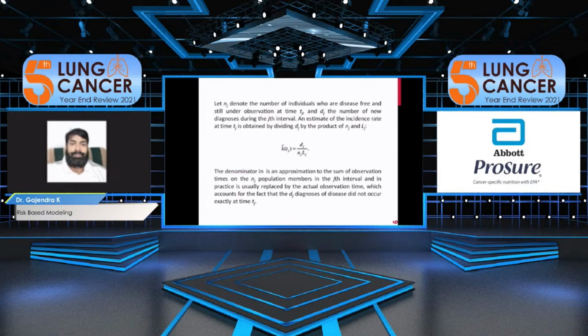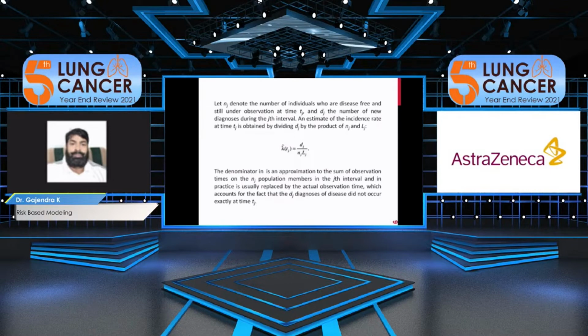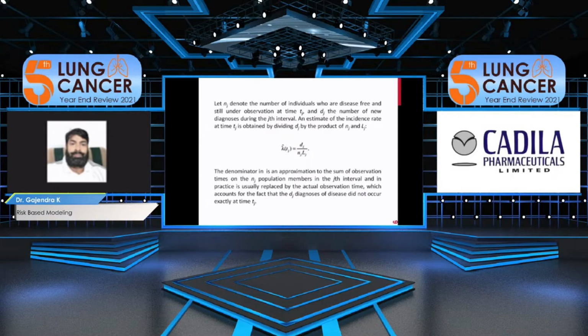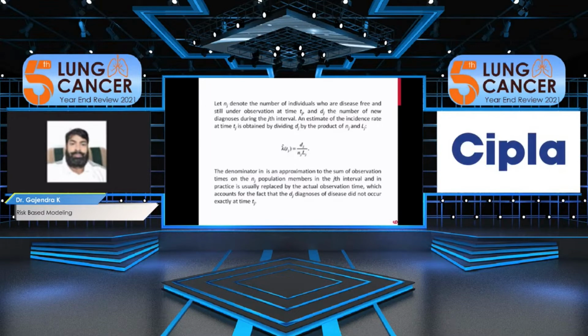The denominator is an approximation of the sum of observation time on the Nj population members in the jth interval, and in practice it is usually replaced by the actual observation time, which accounts for the fact that the Dj diagnoses of disease did not occur exactly at time Tj.